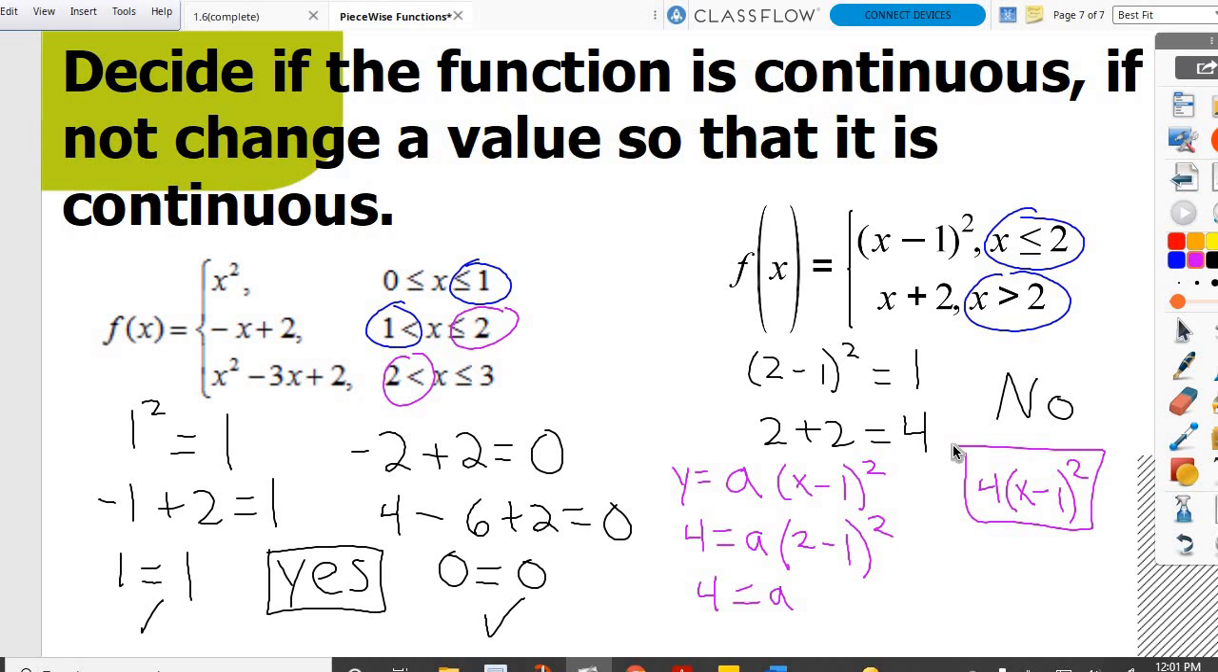And again, whenever you are doing your pieces, sometimes you might have to change your a values so that your pieces meet up. So that's when you want to set them equal to the same thing and solve for whatever your a value is going to be. Questions?